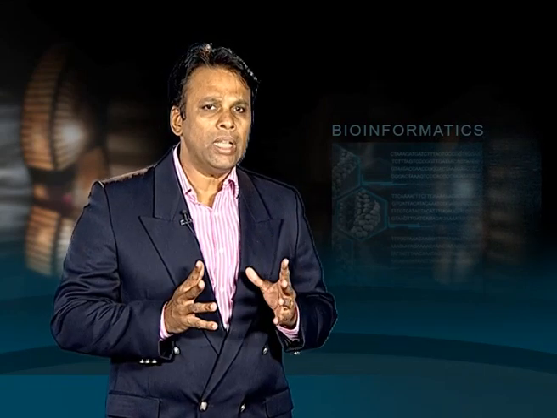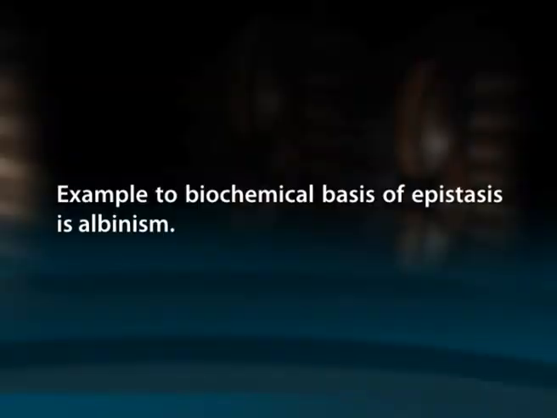A number of enzymes are involved in the conversion of one material to another material. In other words, a series of genes are involved in the conversion of one material to another material. The simplest example to explain the biochemical basis of epistasis is albinism. It develops due to the lack of melanin pigment, which produces black color.